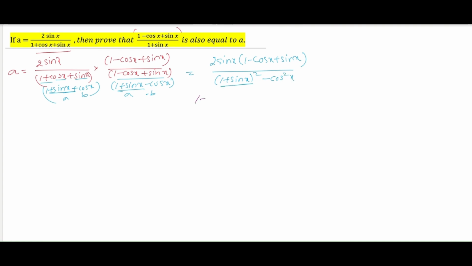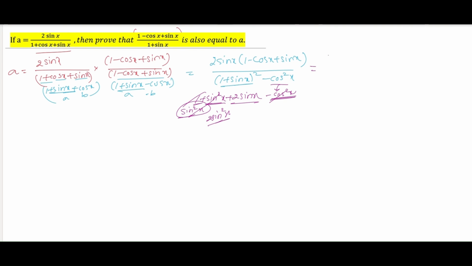On expanding this, we'll get 1 plus sin square x plus 2 sin x. It is in the form of a plus b whole square, so we are expanding. Then this term as it is, that is minus cos square x. So 1 minus cos square x can be written as sin square x. So in place of these two, if we write sin square x, then again here we have sin square x and sin square x. If we add them, it will become 2 sin square x. So 2 sin square x plus 2 sin x in the denominator.